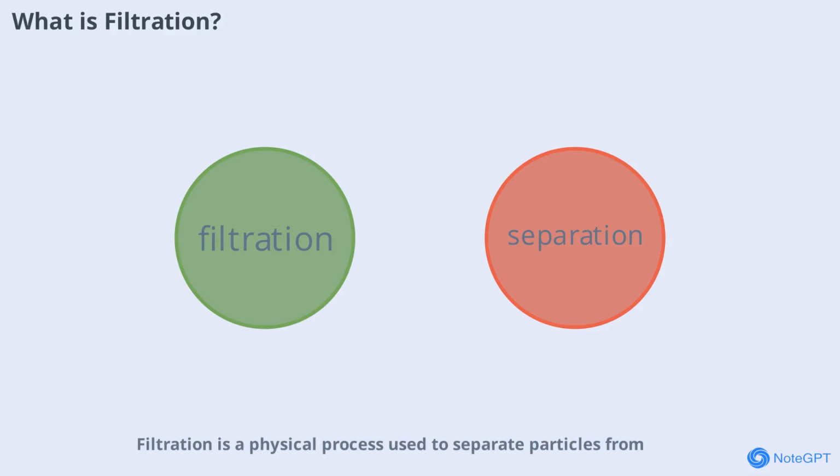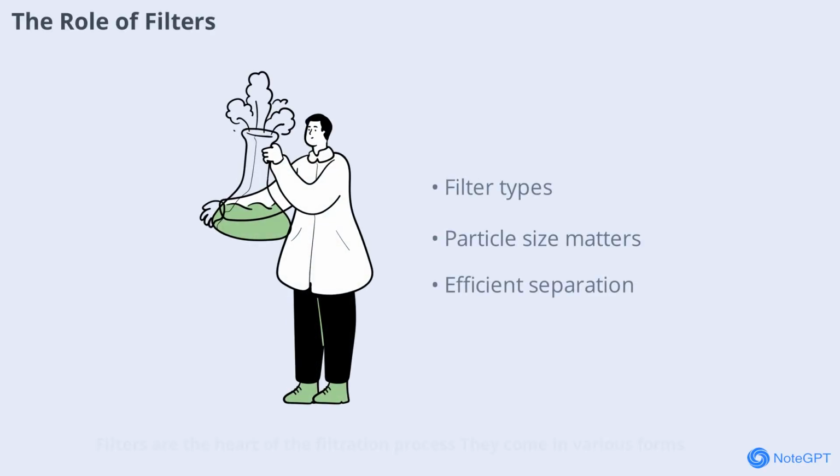Filtration is a physical process used to separate particles from fluids, either liquids or gases, by passing the mixture through a filter. The filter acts as a barrier, allowing only the fluid to pass through while trapping the solid particles. This technique is widely used in chemistry labs to purify compounds, remove impurities, or collect precipitates formed during reactions. The effectiveness of filtration depends on the size of the particles and the type of filter used. Understanding this process is essential for anyone working in a laboratory setting, as it forms the basis for many experimental procedures.